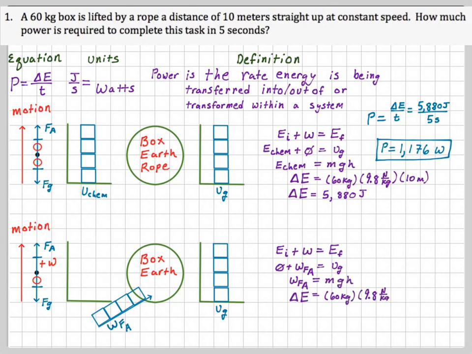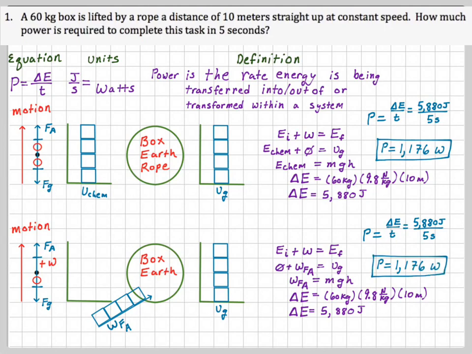And that is the transfer, the change in energy, I should say. The change in energy in the system is going to represent that. That is the transfer of energy. All this energy is being transferred into UG, so that's going to be our delta E right there. So if we can find the mgh again, then we have found our change in energy. Again, it's 5,880 joules. Plug that into our power equation. 5,880 joules over 5 seconds, again, gives us 1,176 watts.